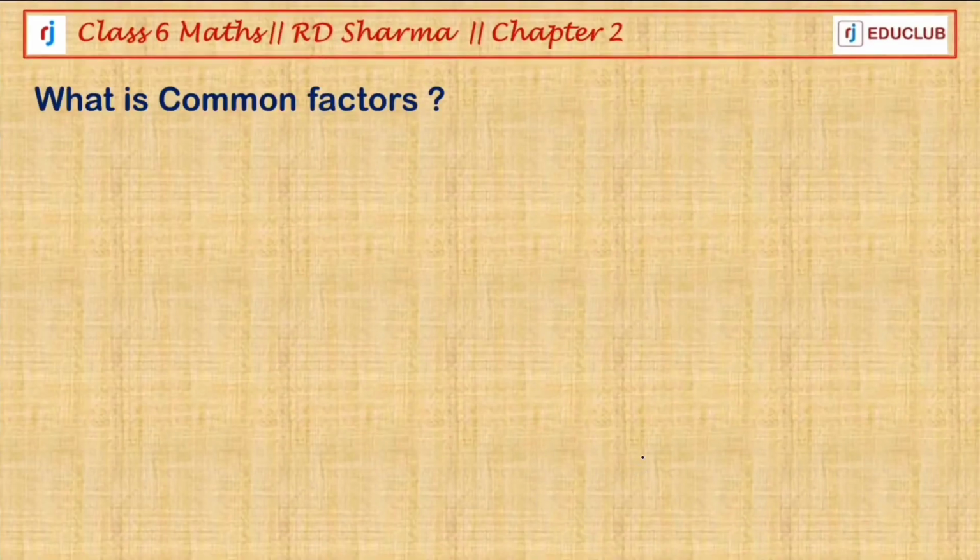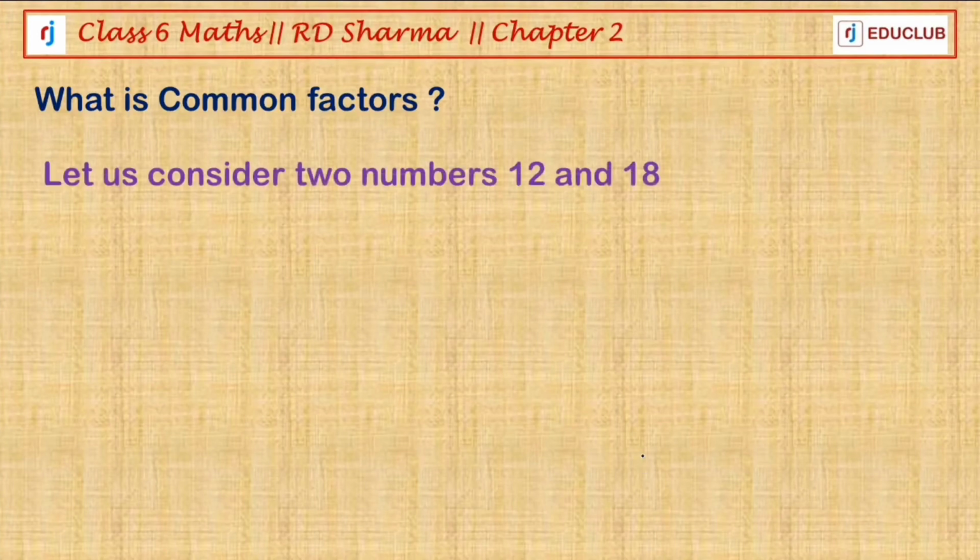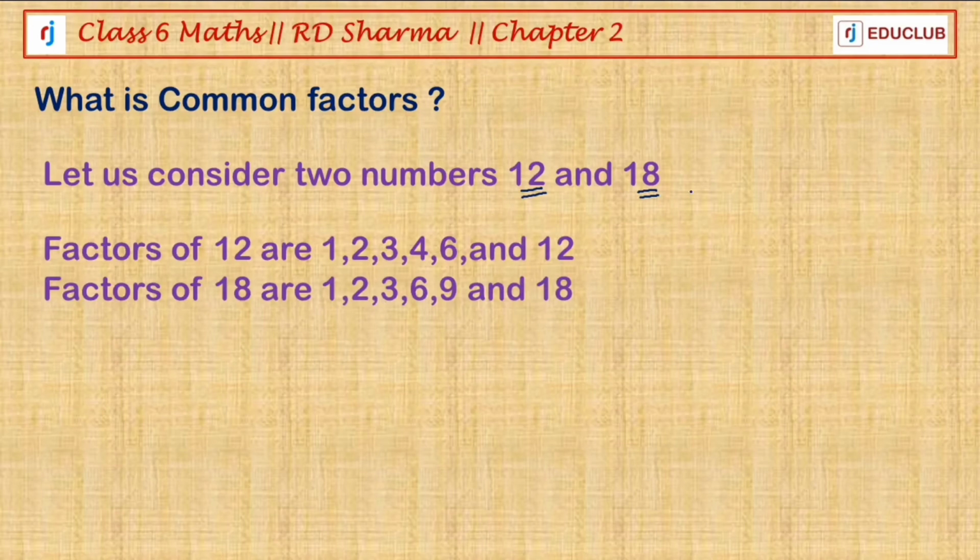Now next is common factors. Let us consider two numbers, 12 and 18. We will find the common factors between the two numbers, that is, the factors that are common to 12 and 18. Factors of 12 are 1, 2, 3, 4, 6 and 12. You can find them out even more. And factors of 18 are 1, 2, 3, 6, 9 and 18. These are the factors of 12, and these are the factors of 18.